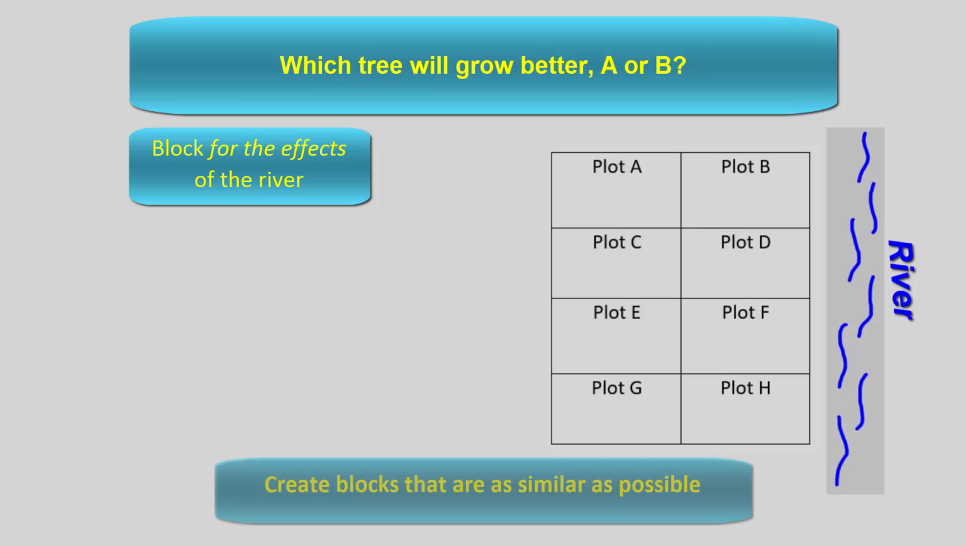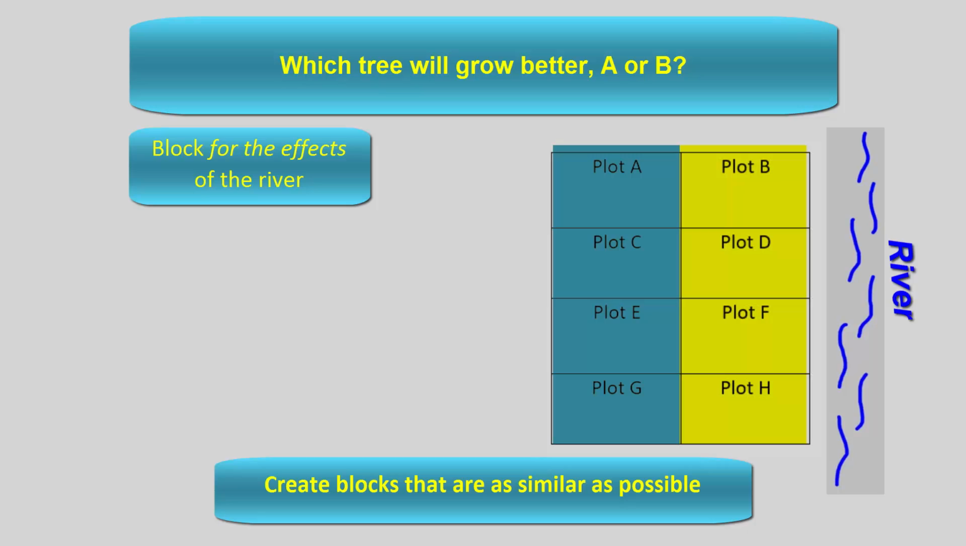Remember the goal of blocking. Create blocks with the most similar units. Once in the block, those units will be randomly assigned a tree. Can you see what 4 plots are most similar? Here's one block, and here's the other block of the most similar plots.